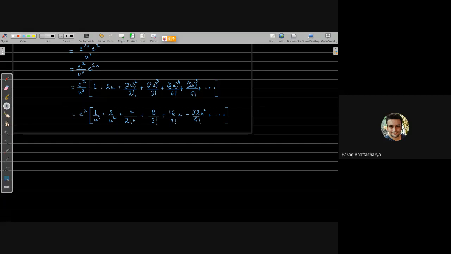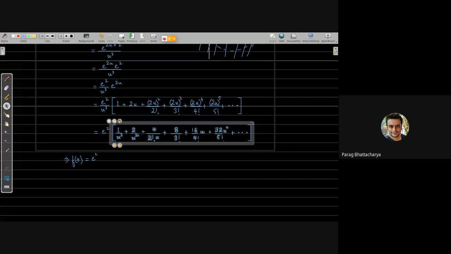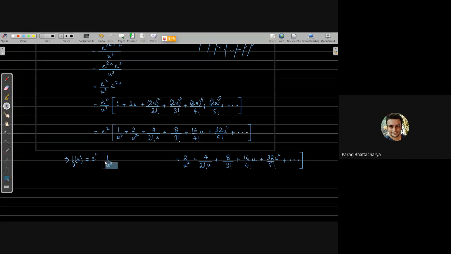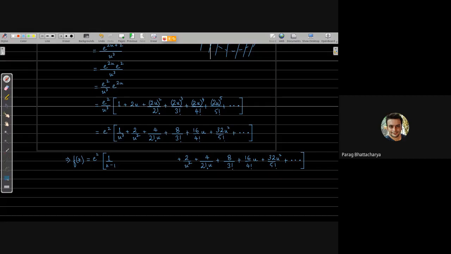Now the rest of it is very easy, because ultimately we have to start with f of z. I mean, we have to get everything in terms of z. So all you have to do is just replace this u with z, that's all. So f of z, what will this be equal to? Wherever it is u, replace with z. So e squared as it is from before. And then here, let's make the substitution. There was a 1 by u cube, so that's going to become, what is u? U is equal to z minus 1. So we get 1 by z minus 1, one as the first term.